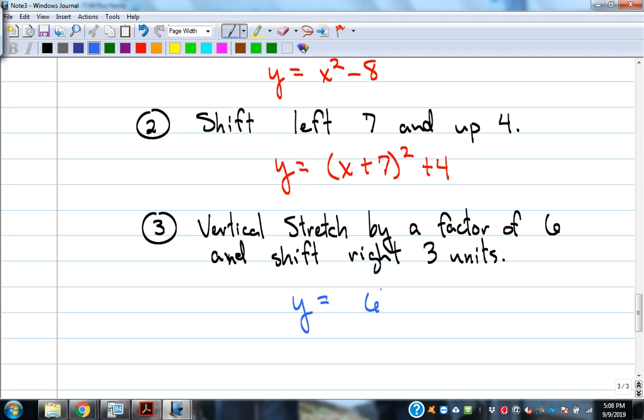So we know the 6 is going to be on the outside. We got some left and right stuff going on, so we know that's horizontal. So that's going to be parentheses. And how do we move it to the right 3 units? Think about what we did on number 2. Left had the plus sign, so minus will be the way to go to the right.